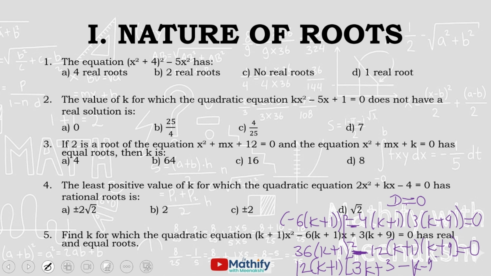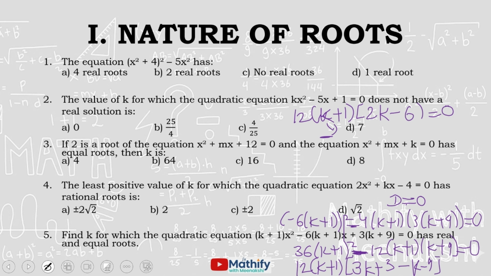So let's solve this here. So you are left with 12 into k plus 1 into, just see in this bracket, 3k minus k is 2k, and plus 3 minus 9 is minus 6. So if you equate this as 0, what you will get, 12, if you move 12 to that side, it becomes 0. So just k plus 1 into 2k minus 6 is equal to 0. So from here we get the value.